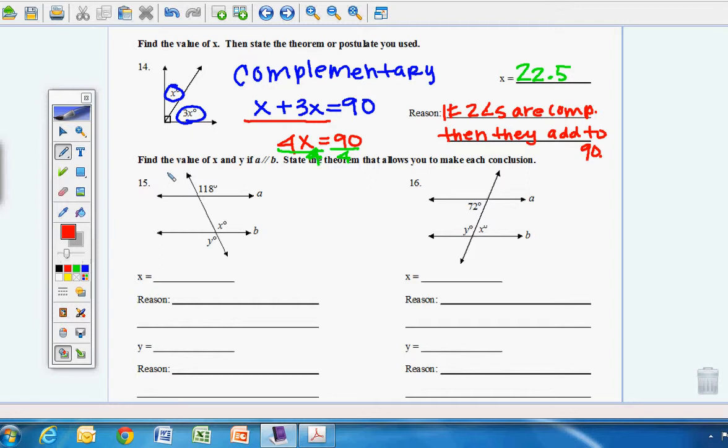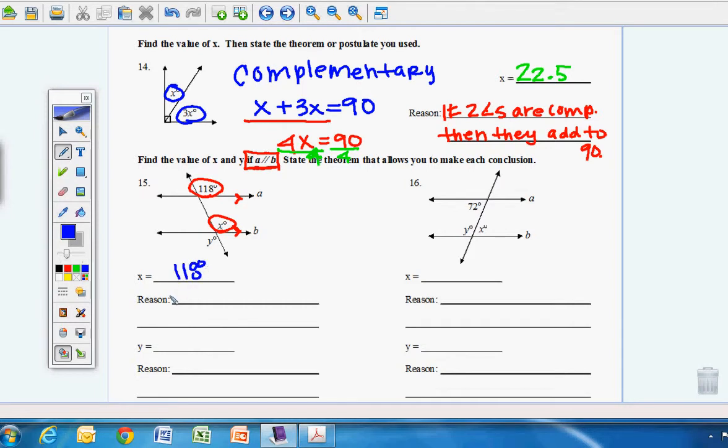All right, so 15 and 16, we want to find the value of x and y if A and B are parallel. Key phrase right here. If we have parallel lines, what can we state? What can we conclude? What do we know? We know a lot. So let's figure this out. If A is parallel to B, here's my little parallel signs. Okay, I want to figure out x. Well, what do we notice about 118 and our x? Okay, what are those locations? They're corresponding. Okay, corresponding angles are congruent. So x is going to equal 118 degrees.